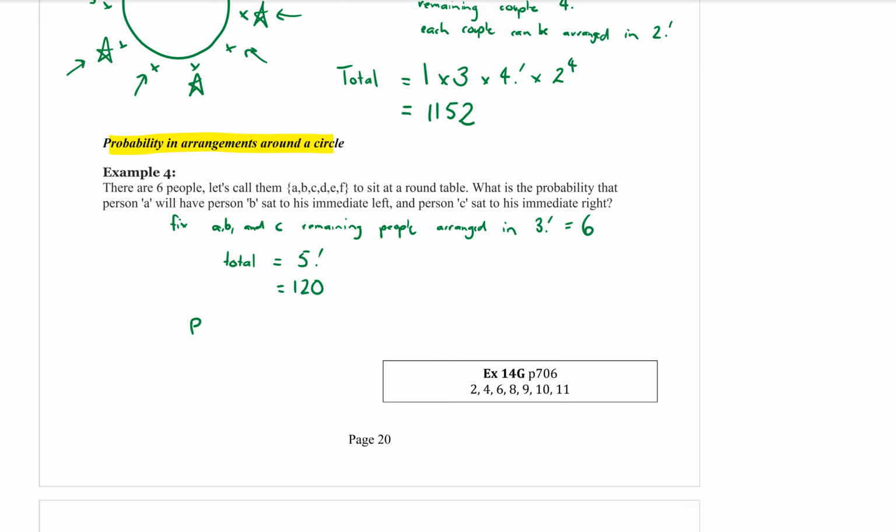Okay, so we can finally do the probability. There were 6 favourable outcomes out of our 120, which simplifies to a 1 in 20 chance of A, B, C sitting in their special arrangement. That's it. Not bad.